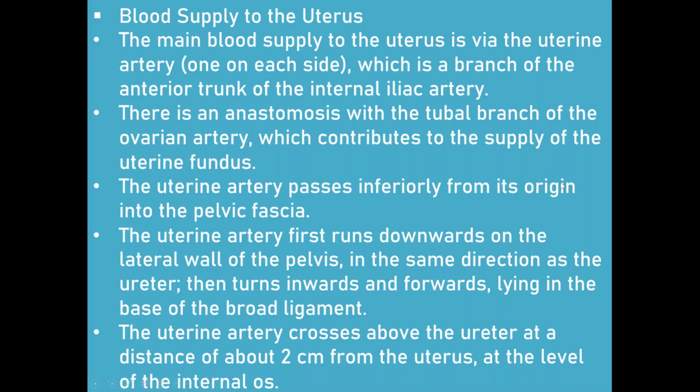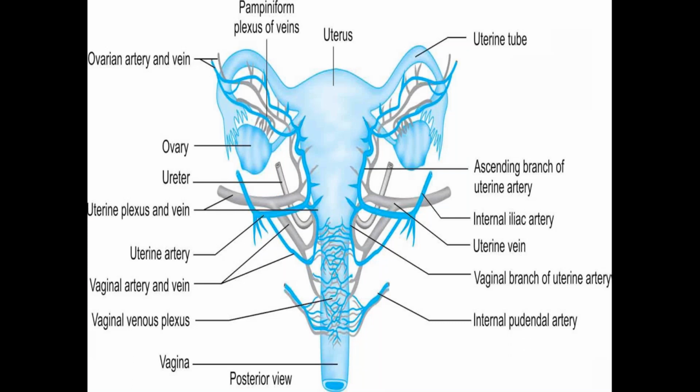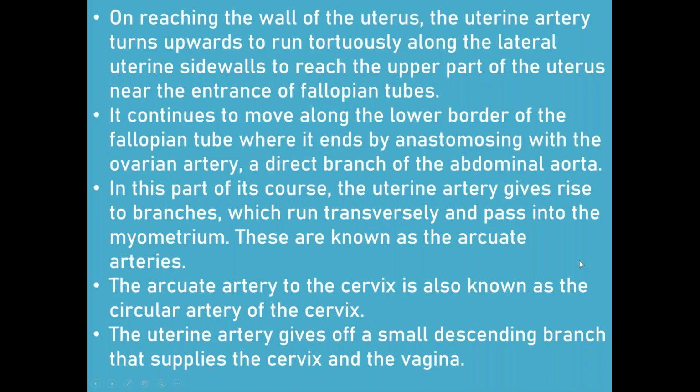What about the blood supply of the uterus? The main blood supply to the uterus is via the uterine artery, which is a branch of the anterior trunk of the internal iliac artery. So the internal iliac artery gives the uterine artery, which supplies the uterus. So this is the important blood supply for the uterus. This is about the course of the uterine artery.